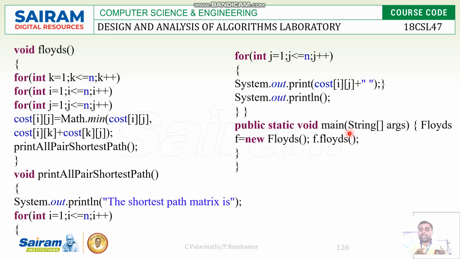the cost which carries between one vertex to another vertex is called the cost adjacency matrix. For example, if there are two vertices, one is 1, another one is 2, if the cost between 1 and 2 is 5, then the edge should carry the value 5. That is called the cost adjacency matrix. So it will be represented in two-dimensional. Next, I am defining the Floyd's function.